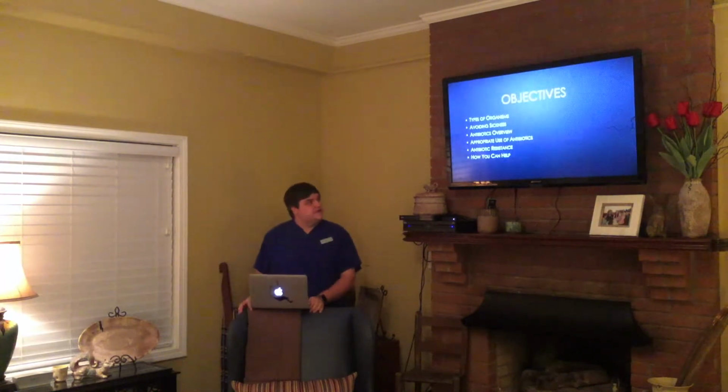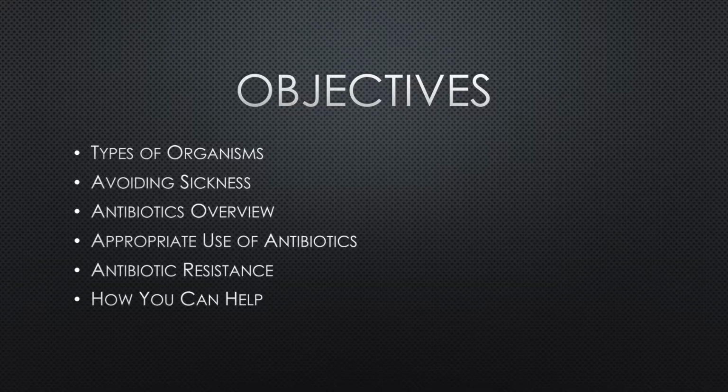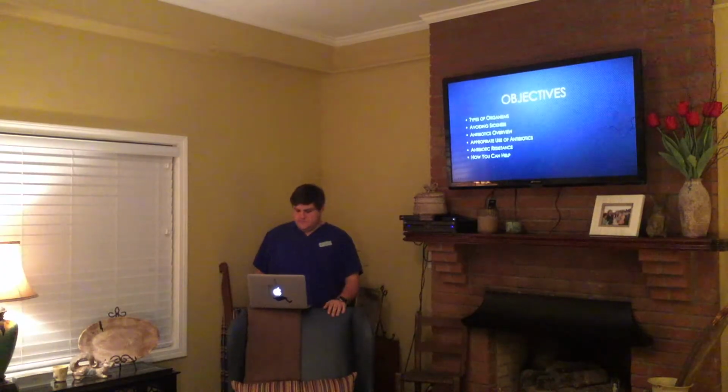Some objectives that we're going to talk about today are the different types of organisms that are present throughout our ecosystems. We're also going to talk about avoiding sickness, so ways to avoid these organisms. And then if you do get sick, we're going to talk about antibiotics and their specific use, just a brief overview of those. We're also going to talk about the appropriate use of antibiotics, which is important when dealing with antibiotic resistance, the next thing we're going to talk about. And in conclusion, we'll talk about how you can help with antibiotic resistance and how to prevent those situations.